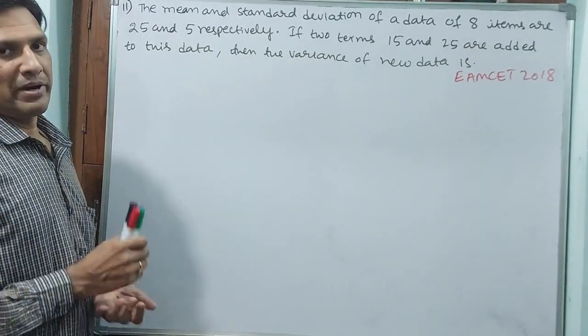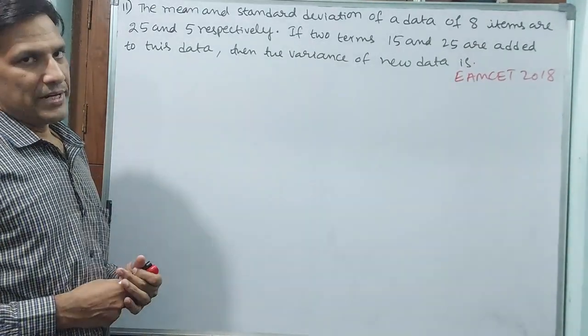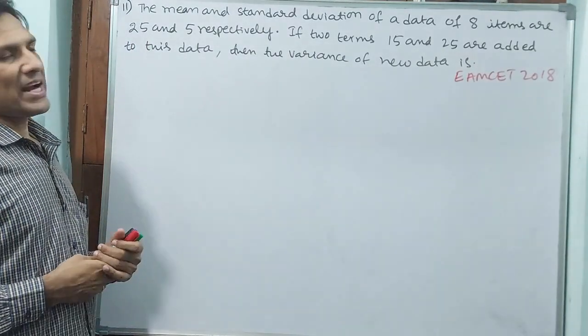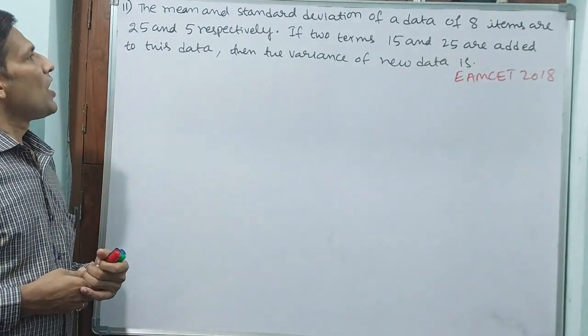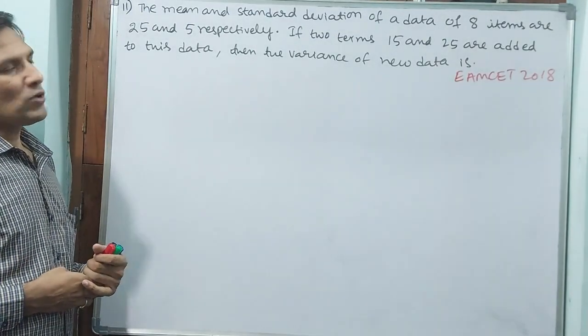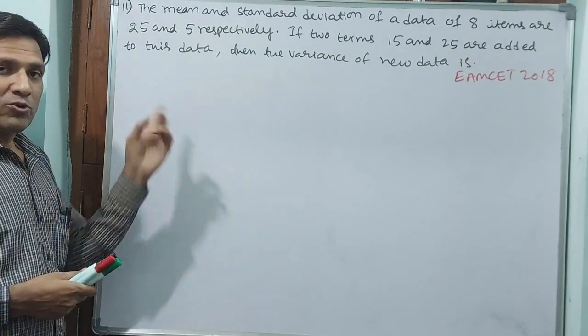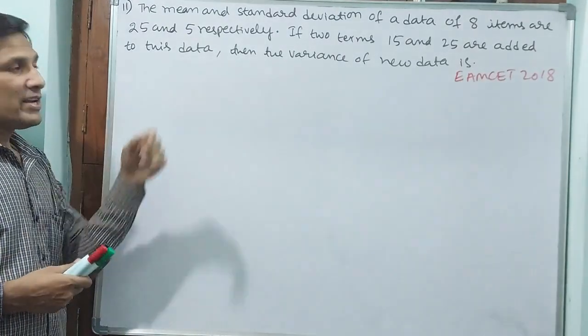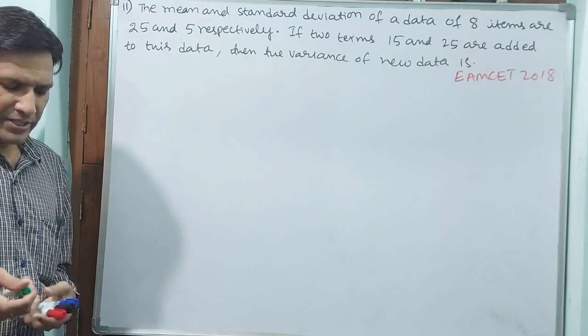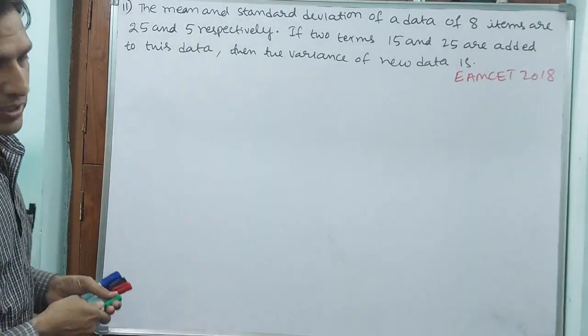See, question number 11, 2018 question. The mean and standard deviation of a data of 8 items are 25 and 5 respectively. If two terms 15 and 25 are added to this data, then what is the variance of the new data? This is simple only, but it is a different model, that is why I have taken this question also.